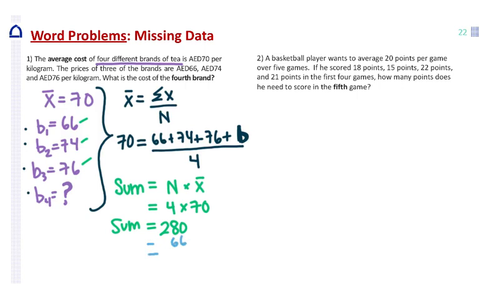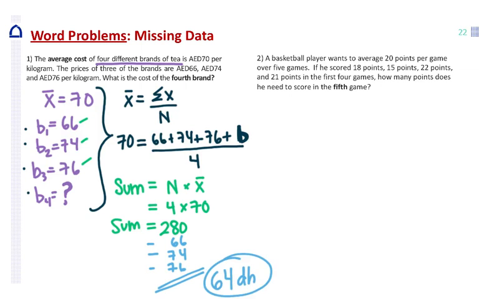So we'll subtract 66, subtract 74, subtract 76, and we will get that the missing brand costs 64 dirhams. Okay, let's look at the next one. It's quite similar, just a different set of circumstances, different set of examples.